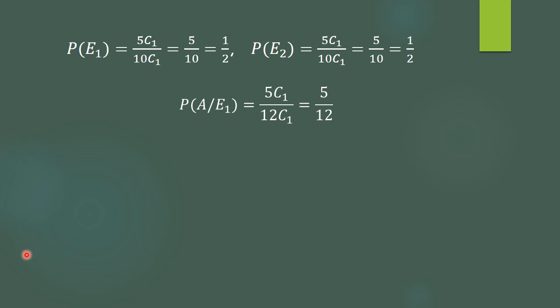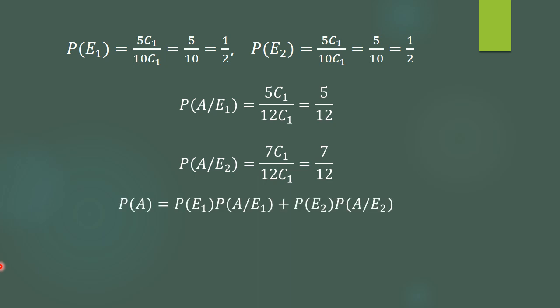We will calculate now A given E2, that is, given that red was drawn first. As in the first draw we have drawn the red ball, we are going to add 2 more red balls. So now the red balls will be 7. Out of these 7, we have to select 1. So it will be 7C1 upon 12C1, and so its probability will be 7 upon 12.